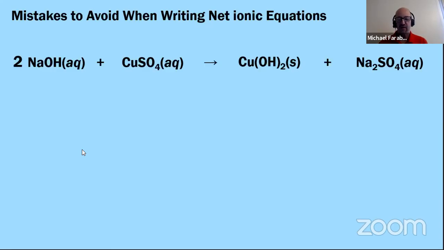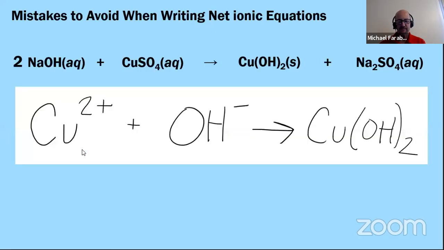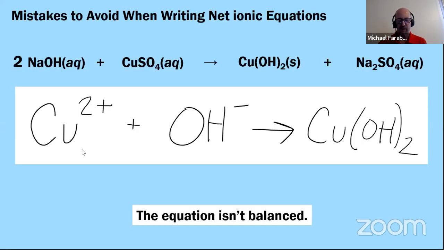And these are all very common mistakes that we see at the AP reading on the AP exam when students are writing responses to net ionic equations. So pay close attention to these examples and make sure that you can work hard to avoid making these kinds of mistakes. All right, so net ionic equation for the formation of copper hydroxide. So what did this student do wrong? Well, hopefully you can see that they did not balance their equation.